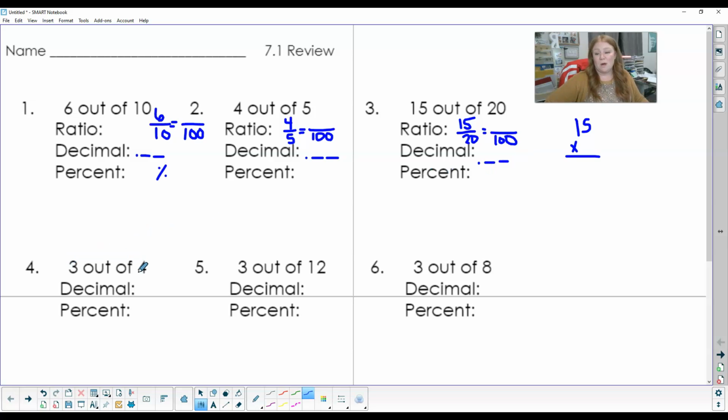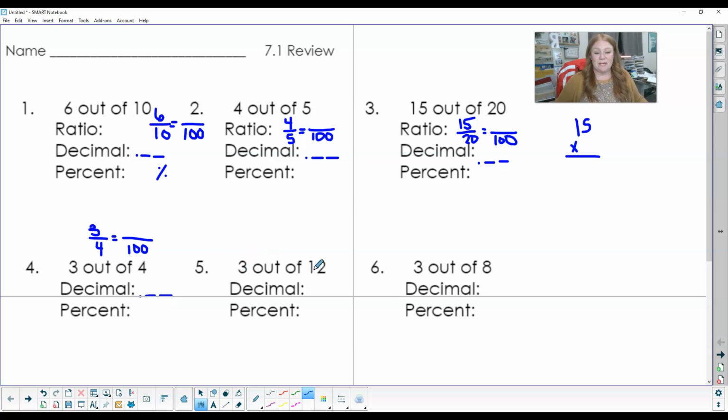Number 4 says 3 out of 4, and it just wants the decimal and the percent. Even though it does not ask for the ratio, we can give it the ratio. That's how I want to start, 3 out of 4, and I want to turn that into 100. So even though it didn't ask for it, you can still write it down and then just answer the other parts. So I ask myself, how do I get from 4 to 100? And I do the same thing to 3. Or I could do 3 times 100 divided by 4 to get that answer. And then I want my decimal to the hundredths place. And this number over 100 is my percent.